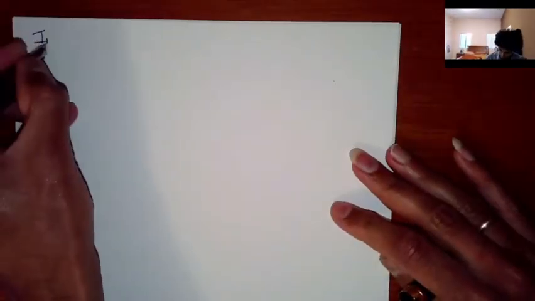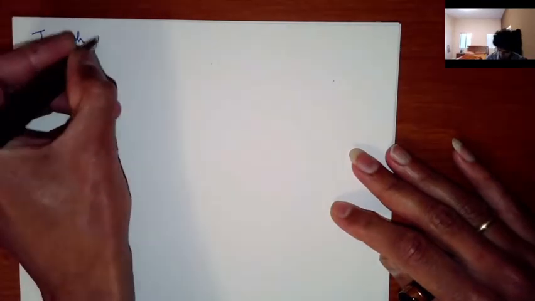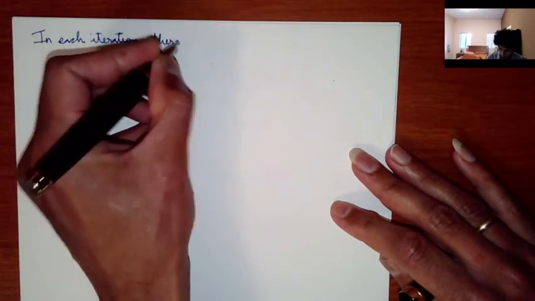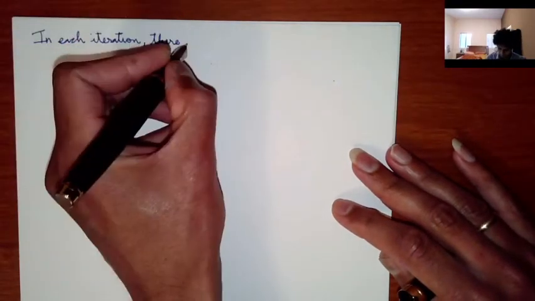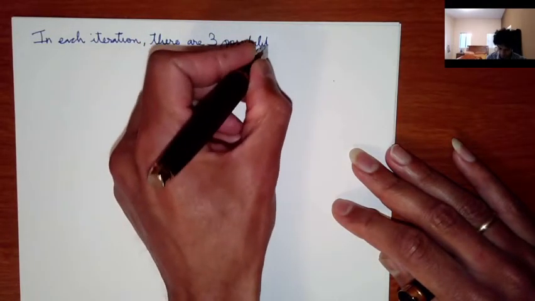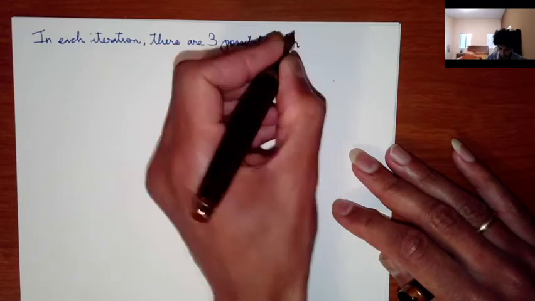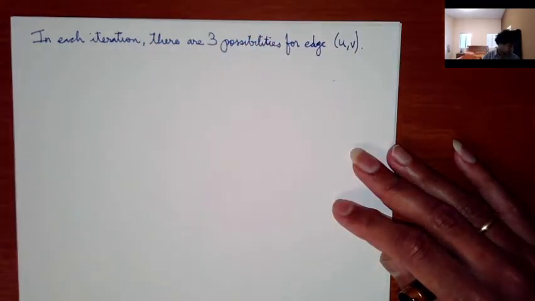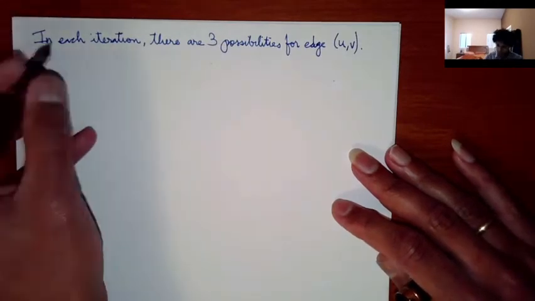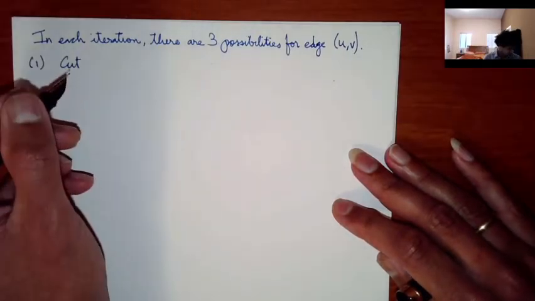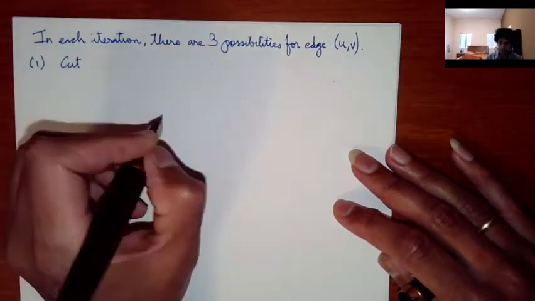So I'll say in each iteration, there are three possibilities for edge UV. So the first one obviously is that the edge is cut. Now when does this happen?